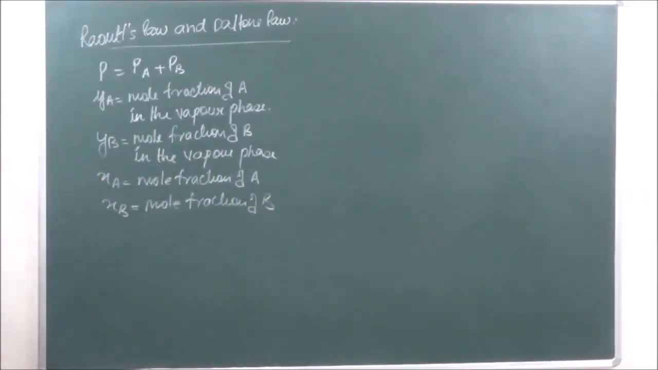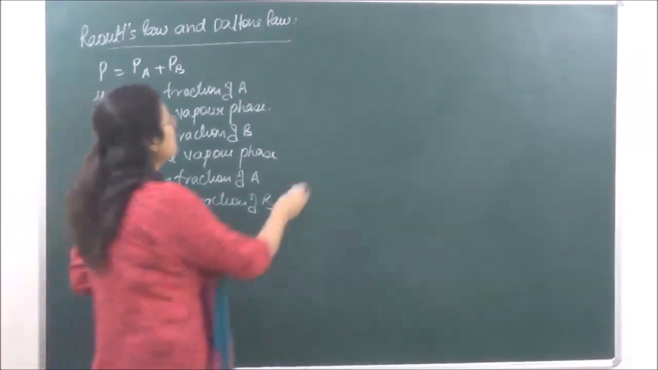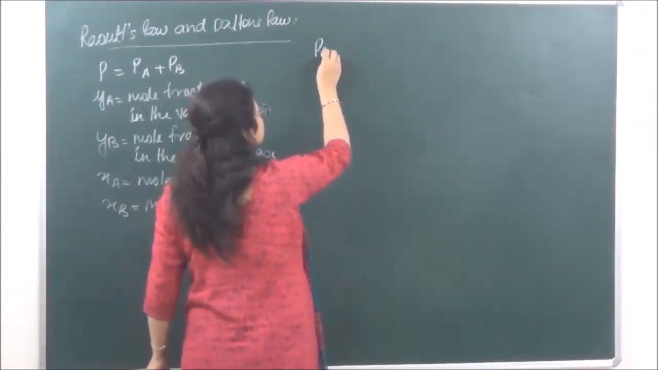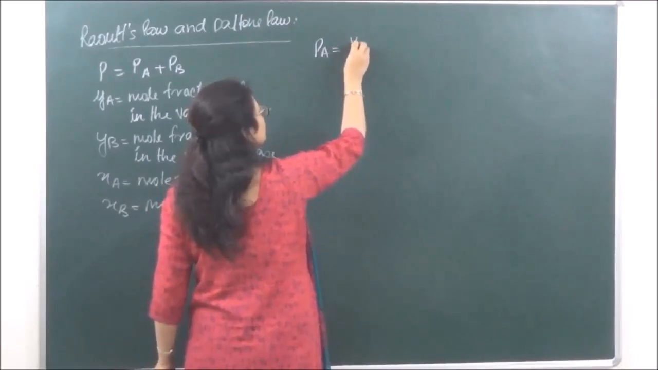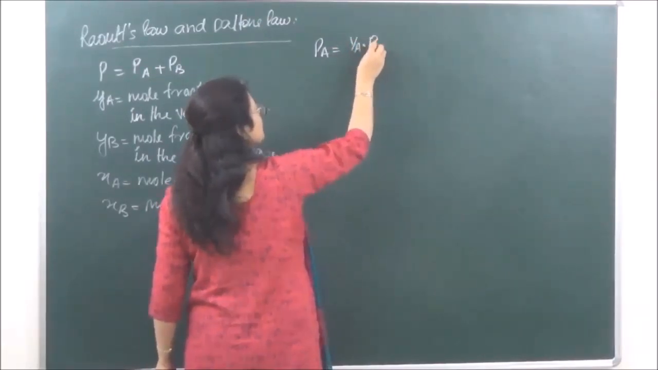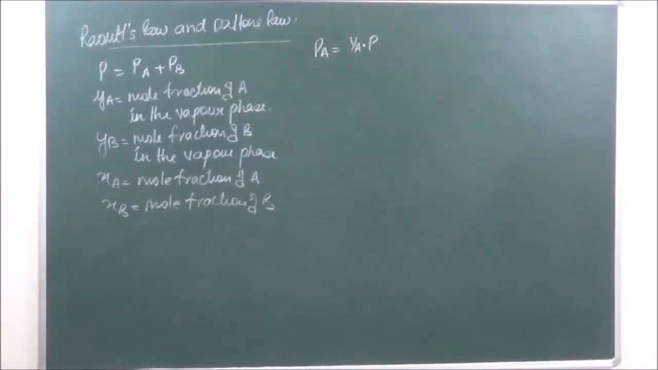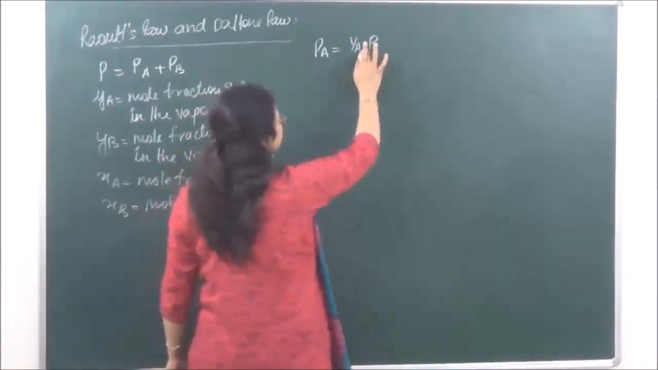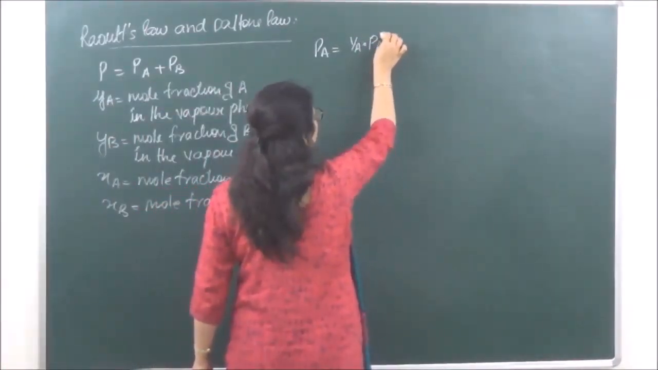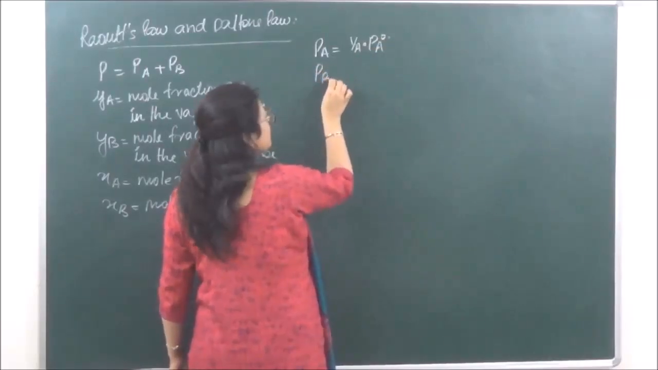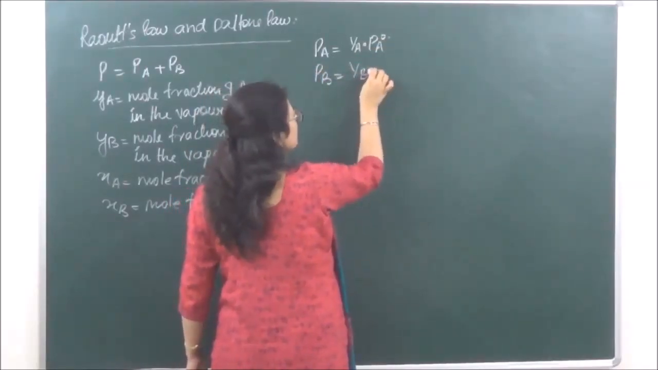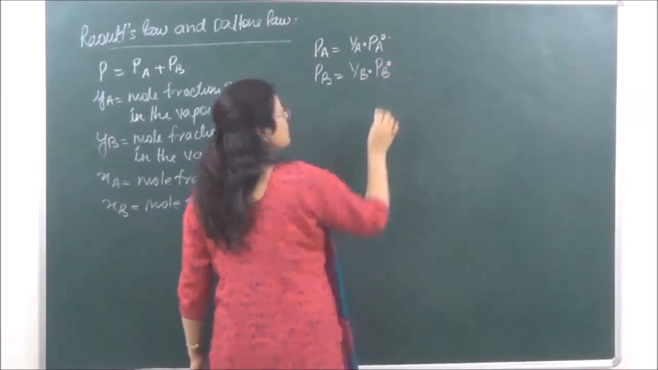Right? So this is what we have. Now we know that according to Raoult's law, we can say that PA is equal to the mole fraction of A into PA naught. Let's say YA into PA naught. In a similar manner, PB will be equal to YB into PB naught.